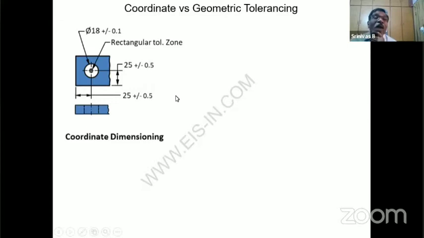Now, I would be showing you location dimensions. There are location dimensions also. The location dimensions are, one is this, one minute, gentlemen, just a minute.